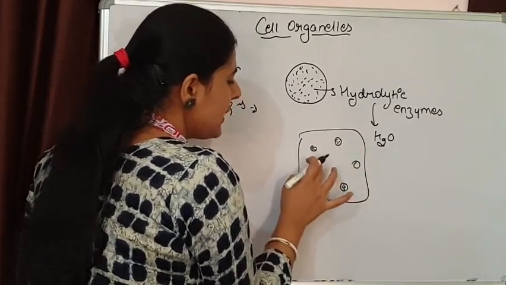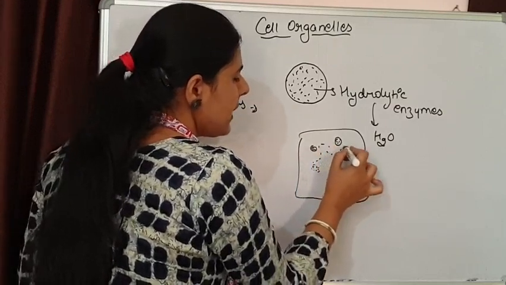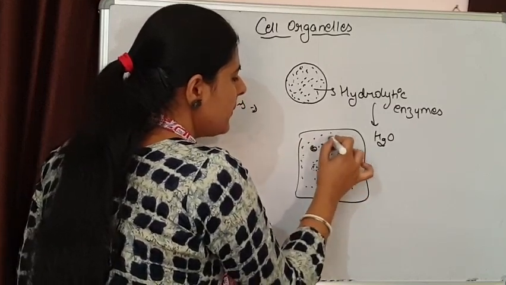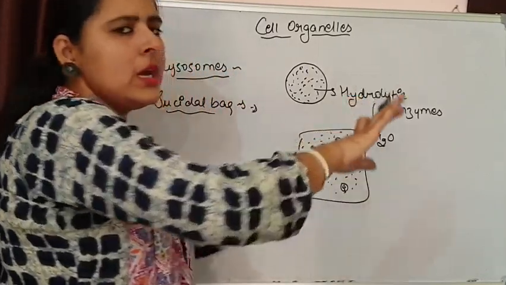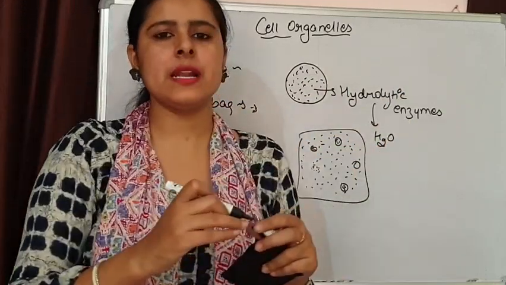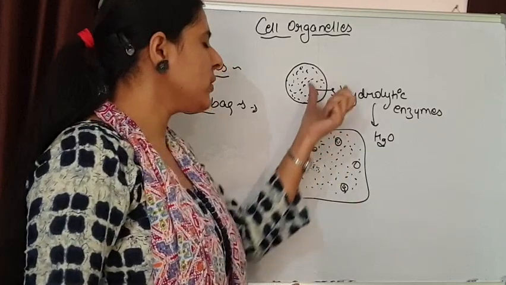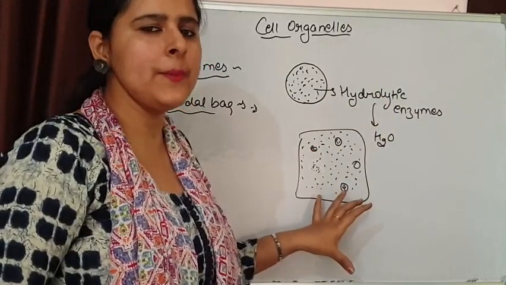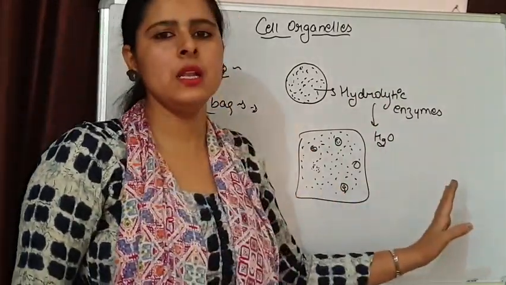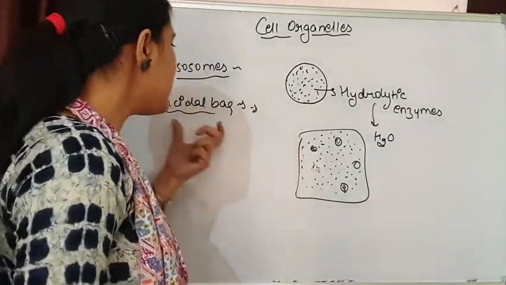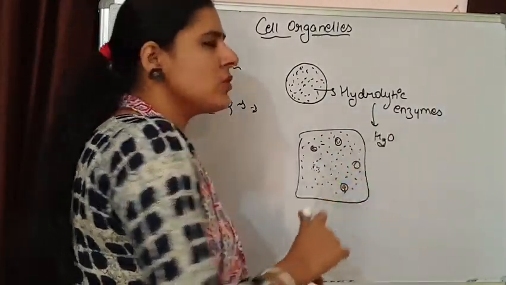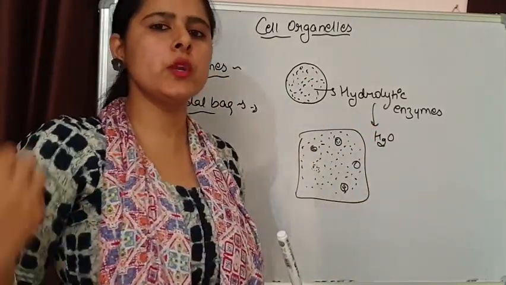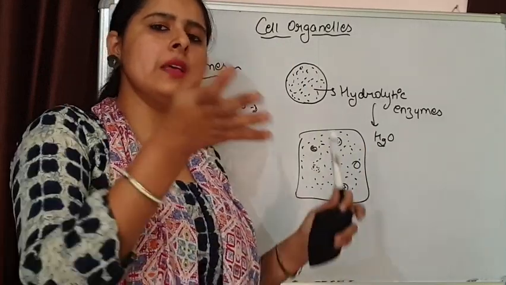They are going to burst, and when they burst, all the content, the hydrolytic enzymes present inside them, will move out and come in contact with all the cellular structures present inside the cell. And I told you these hydrolytic enzymes are going to degrade everything that comes in contact with them. So this is going to degrade the whole cell because of its enzymes. That's why it is a suicidal bag, because after complete breakage of the cell, the cell is going to die. Along with the cell, the lysosome is also going to die. So with its cell, it has killed itself also.